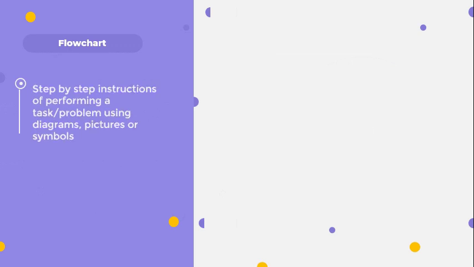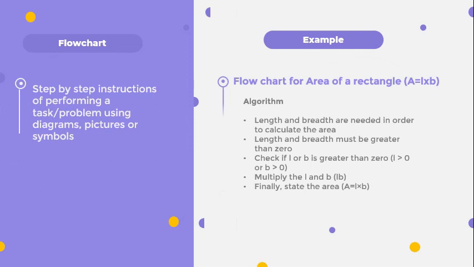Now, it's time to see an example of a flowchart for finding the area of a rectangle, which can be given as A is equal to L times B, or A is equal to LB. First, we have to formulate an algorithm. That means the algorithm will be given those instructions. Length and breadth are needed in order to calculate the area. Length and breadth must be greater than 0. So that's another instruction. Then the third one, we have to check if L and B are greater than 0.